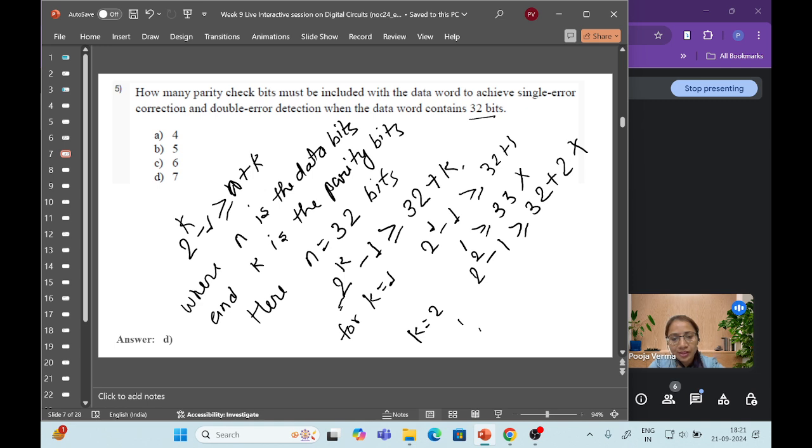Most probably we can assume here that for k is equal to 6, it will work. Okay. So 2 to the power 6 minus 1 is greater than 32 plus 6. So how much it will come? 64 minus 1, that is 63, is greater than equal to 38. So for k is equal to 6, the condition will be satisfied.